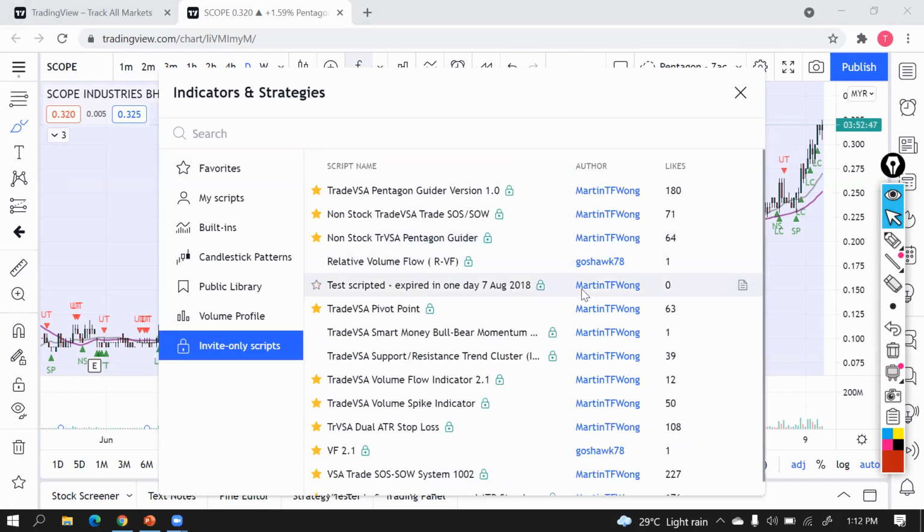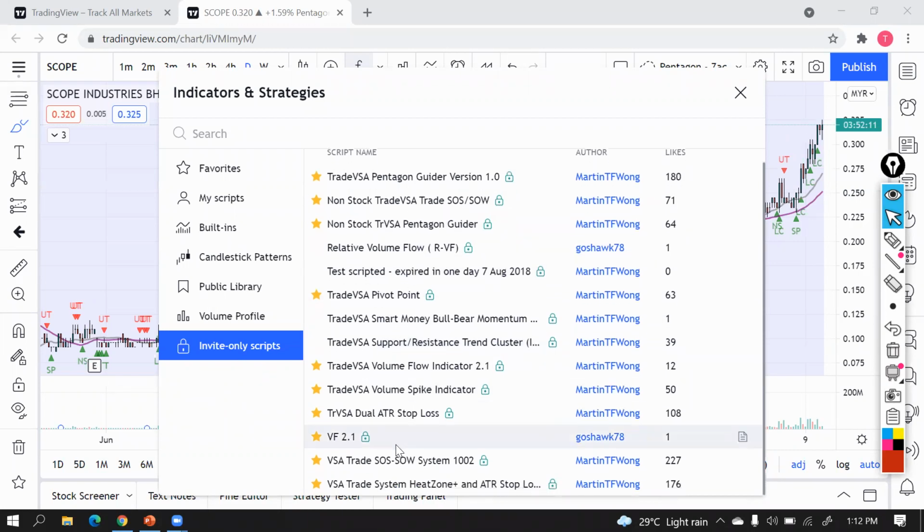Now some members again, they ask me, Zach, I cannot access, because it shows a lock. Now the lock symbol or icon does not mean that we lock you out. It means that we lock it up, but doesn't mean that we lock you out. As long as the indicator is under invite-only scripts, it means you can access the indicators. The lock symbol just means that the public cannot access. Only those who have been given the access can use it.